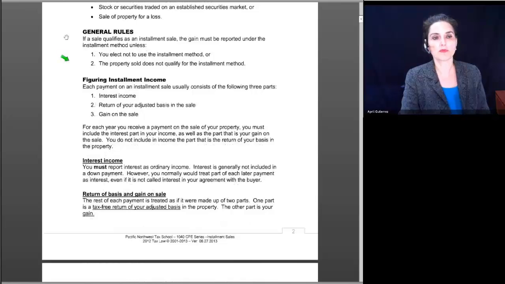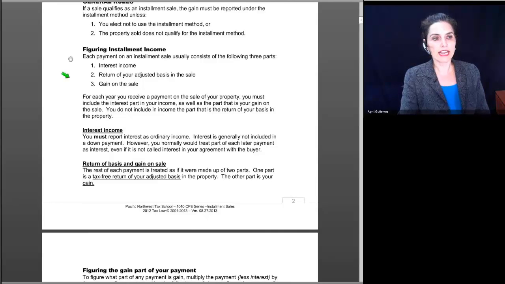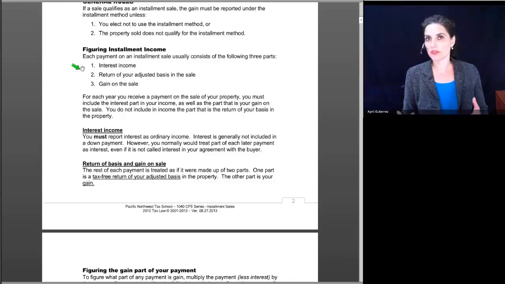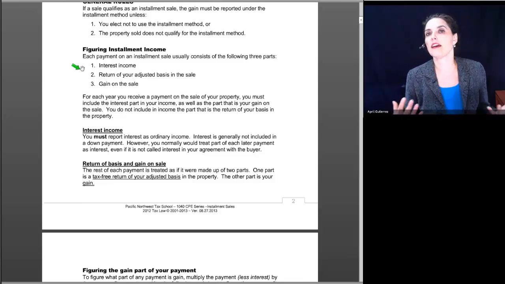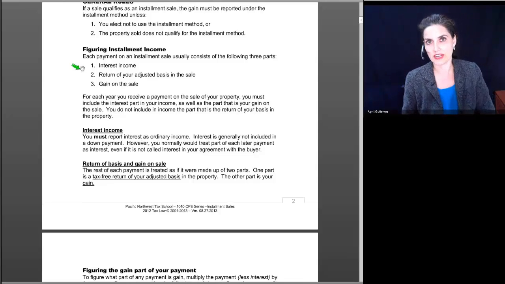So let's look at the general rules. If a sale qualifies as an installment sale, the gain must be reported under the installment method unless you elect not to use the installment method or the property sold does not qualify for the installment method. Figuring installment income: each payment on an installment sale usually consists of 3 parts. The first is interest, and interest is always assumed to be in every payment. You can't have an installment sale without interest. As far as the IRS is concerned, there's always an interest component.